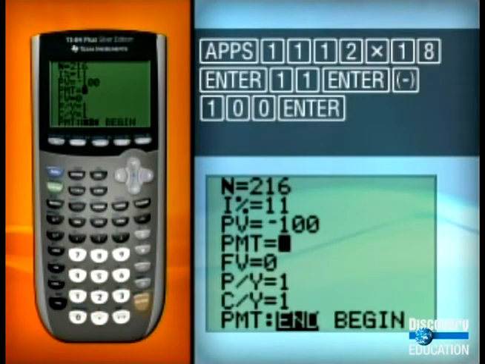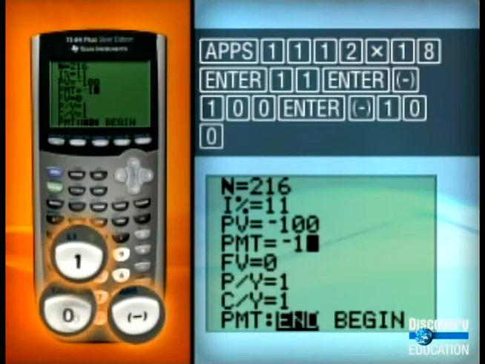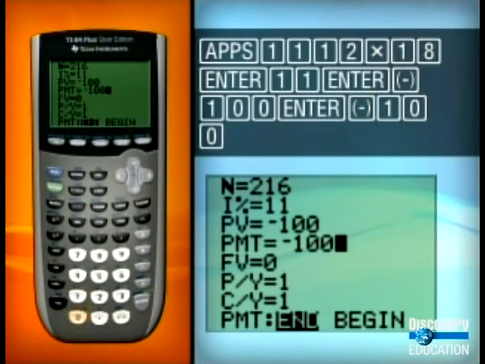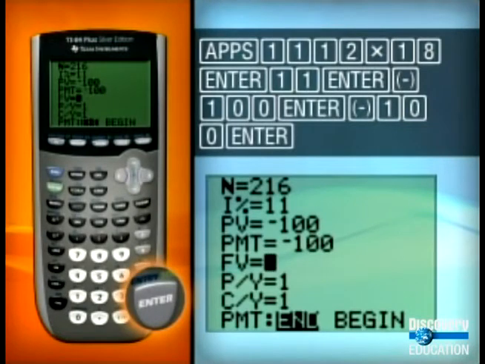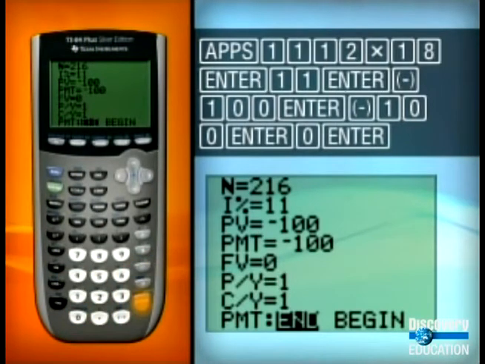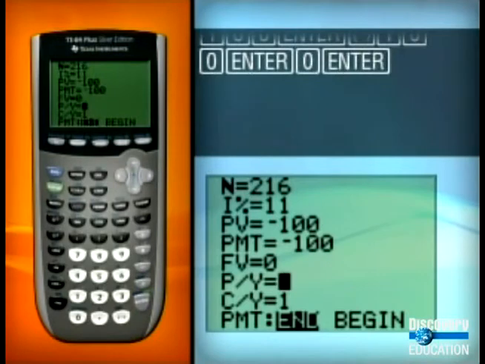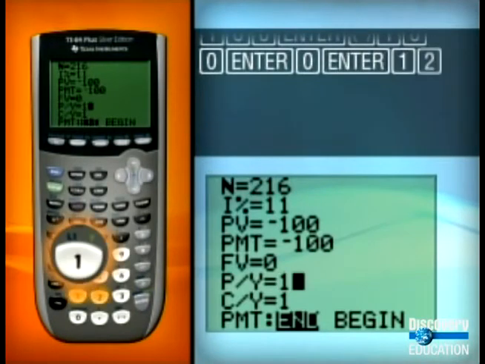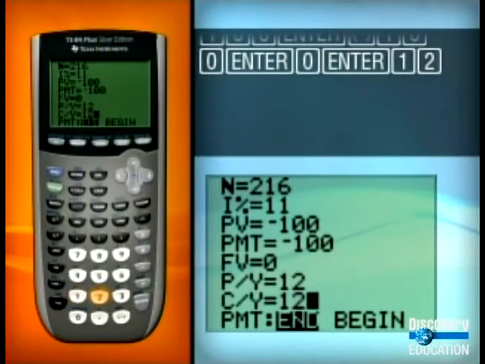The next variable is payment. Enter -100 for the monthly contribution, since this also is cash outflow. Then press Enter. Next comes the future value of the investment. Enter 0 for now, then press Enter. We'll come back to solve for this. Set the next two variables to 12 for the number of monthly payments and compounding periods. Finally, select End by pressing Enter to indicate that payments are due at the end of each period.